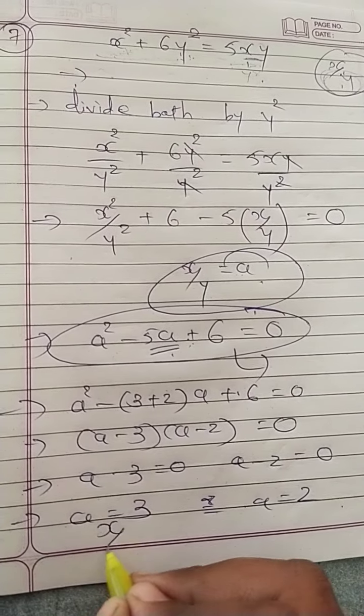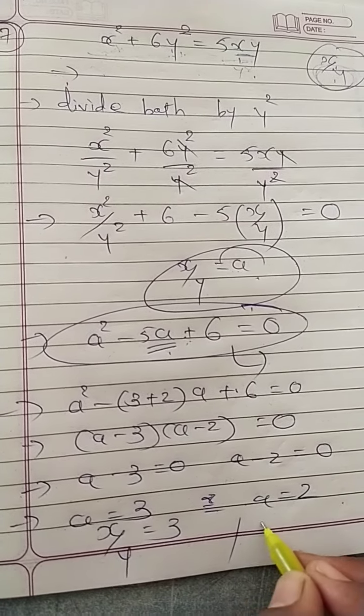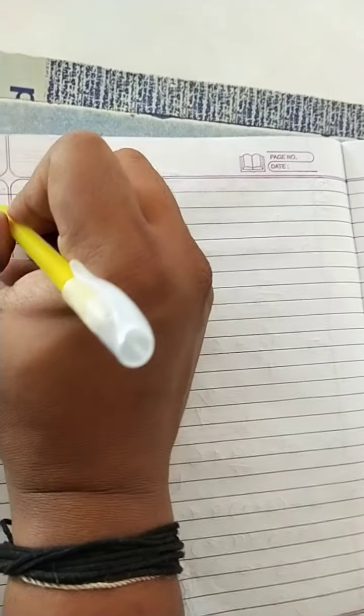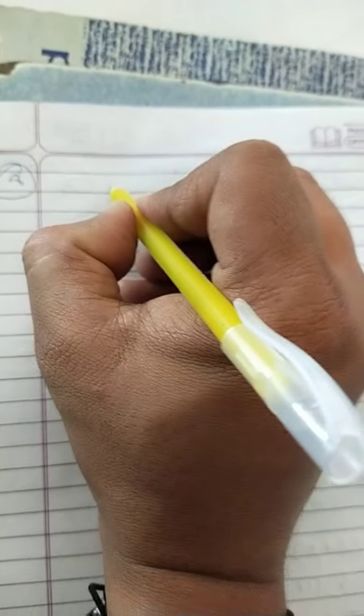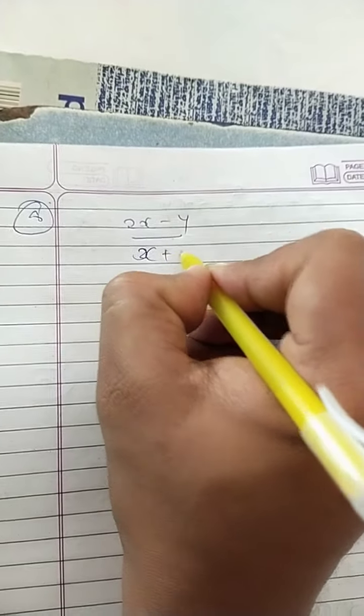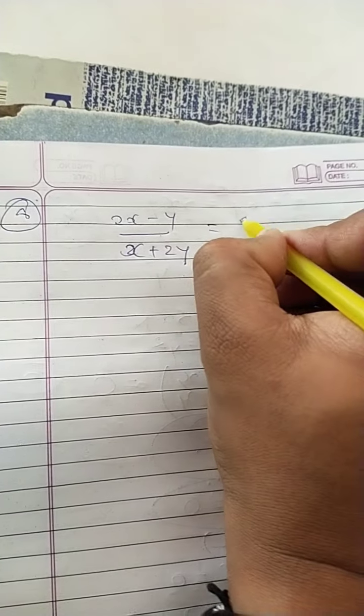So here two values are a is equal to 3 or a is equal to 2. If I replace the value of a that I assumed as x upon y, then I will get x upon y is equal to 3 or x upon y is equal to 2. Okay, now we are going for the next question, question number 8, which is also a good question. What it says is that the ratio of 2x minus y upon x plus 2y is the same as 8 upon 11.